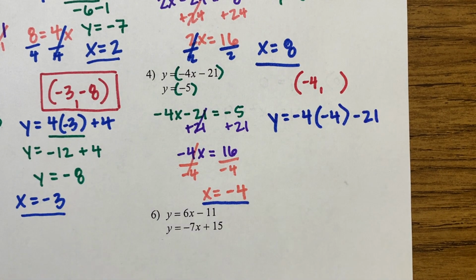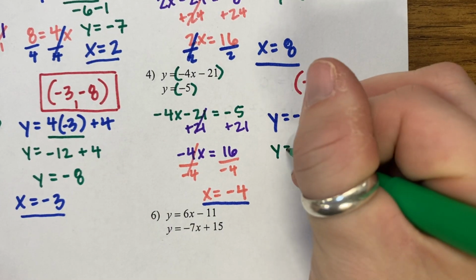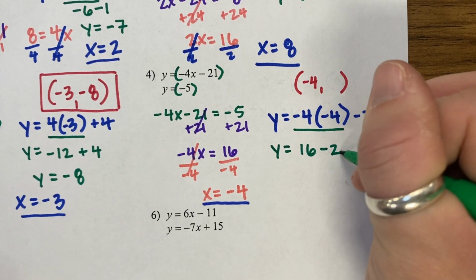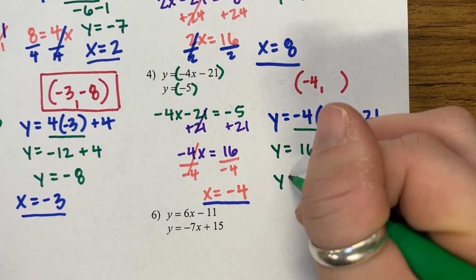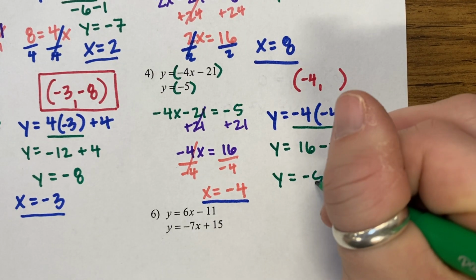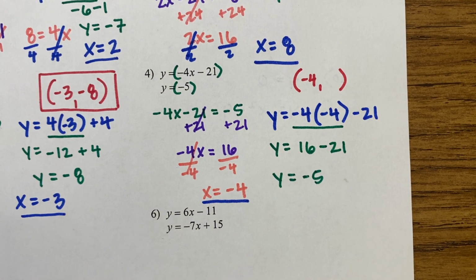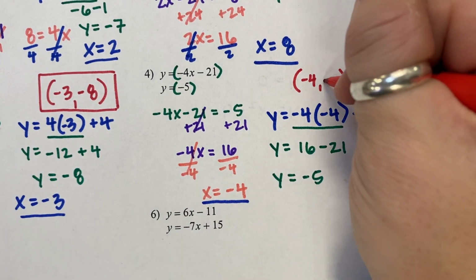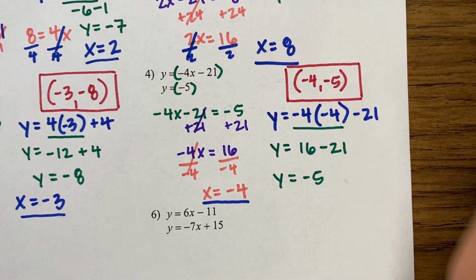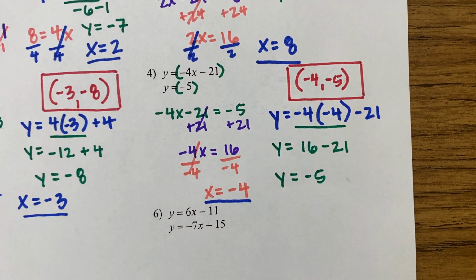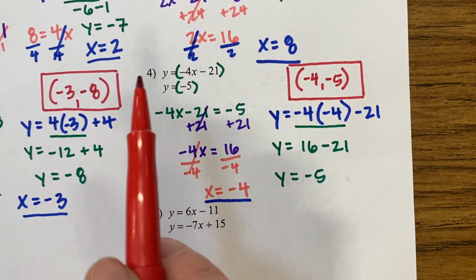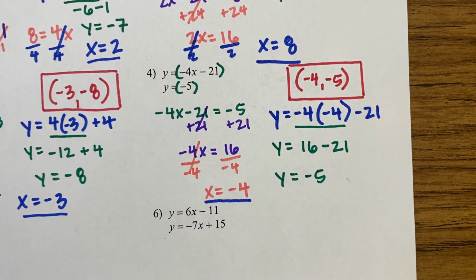Okay, so now we just simplify this guy. y is equal to, well, negative 4 times negative 4 is positive 16, minus 21. Well, 16 minus 21 is negative 5. So the y part of my coordinate point is negative 5. And that is my final answer. Remember, always when you're solving systems of equations, your answer is a coordinate point, x comma y, x comma y.